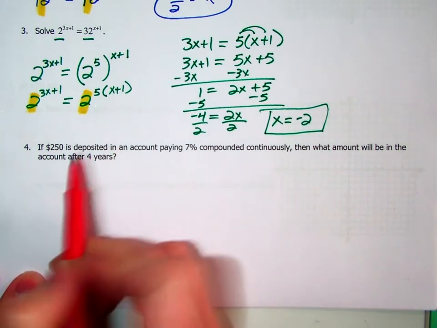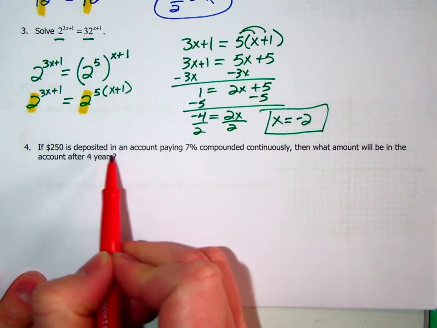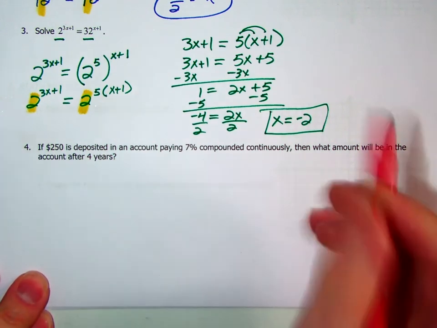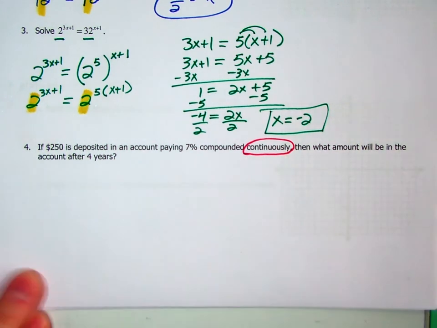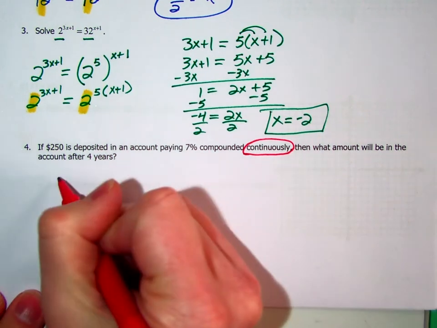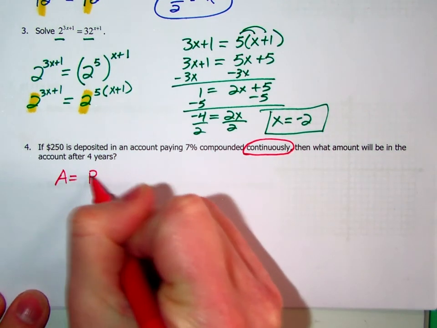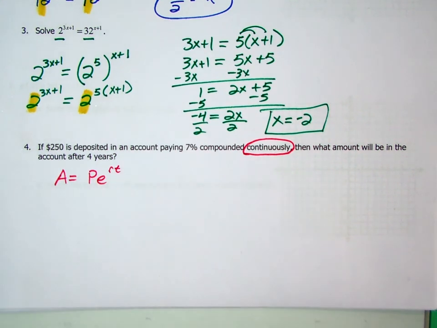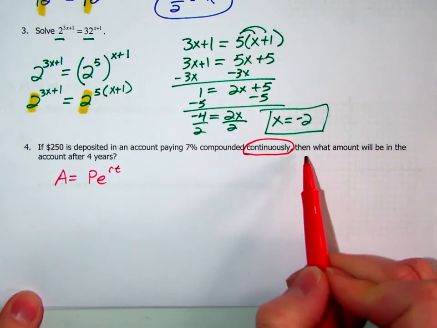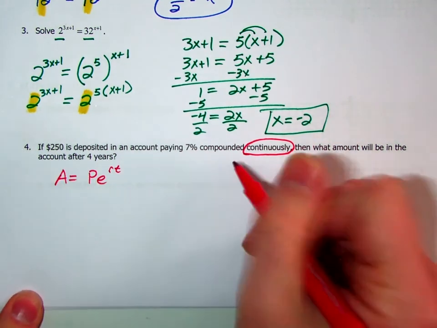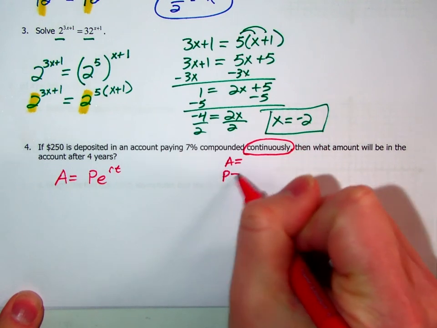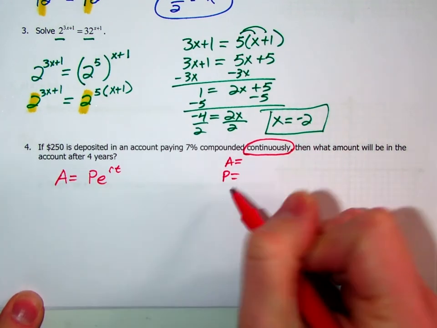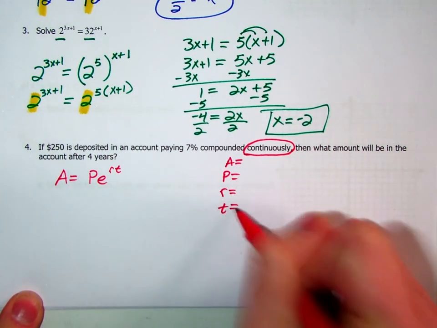If $250 is deposited in an account paying 7%, compounded continuously. Okay, so as soon as I see how it's compounded, that tells me I have to choose between those two different formulas. Since it's continuously, the formula that I have to use is A equals P e to the rt, because we use e whenever we're talking about compounding continuously. Then, what will the amount be after 4 years? So I have to decide what's my A, what's my P. Remember, the e is a number, just like pi, so I don't have to worry about that. What's my r and what's my t?